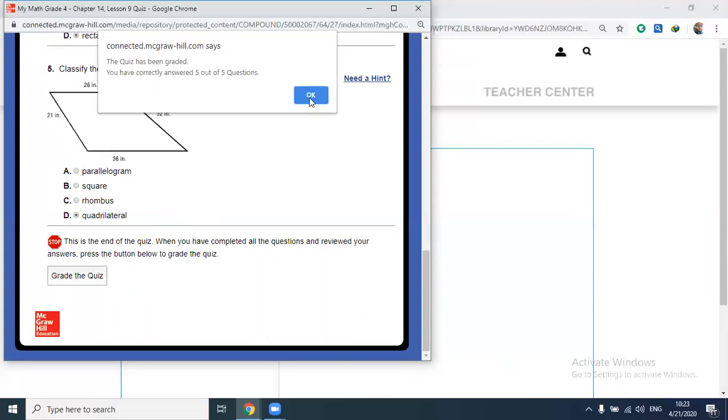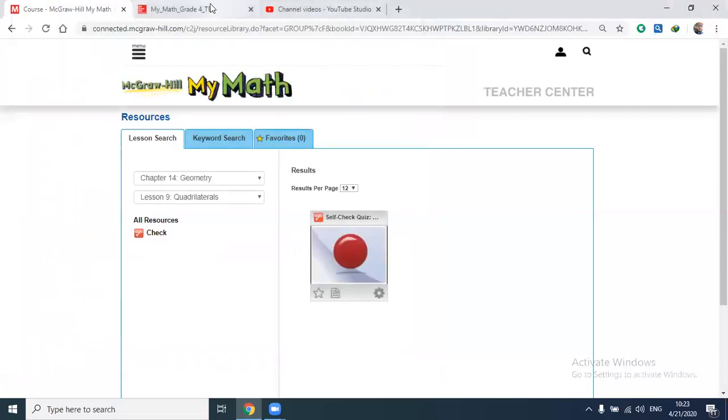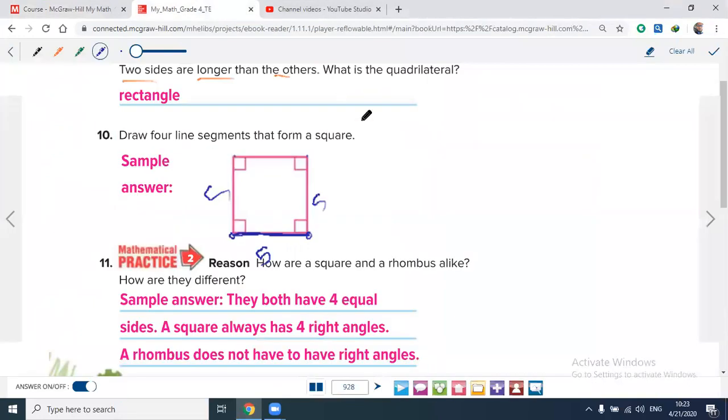Grade yourself 100%. Already we finished our lesson for today.